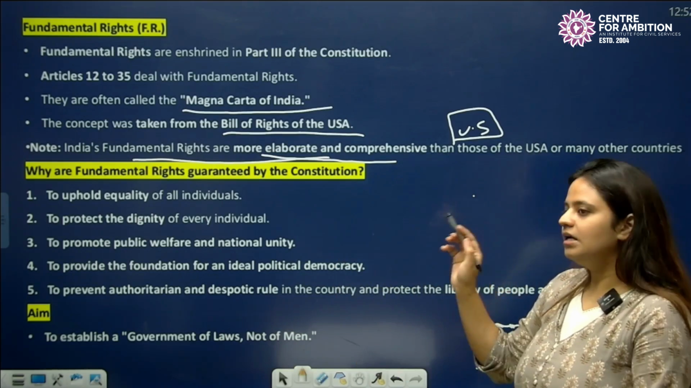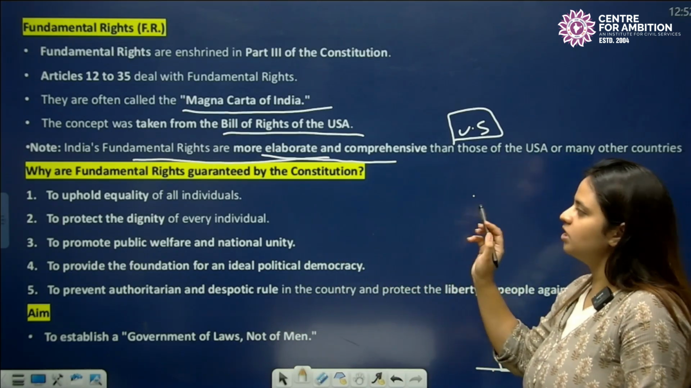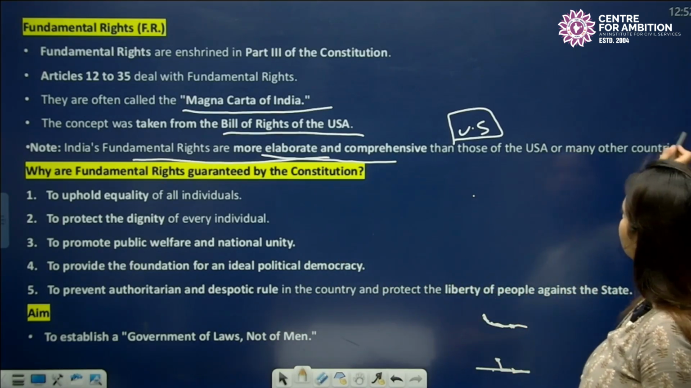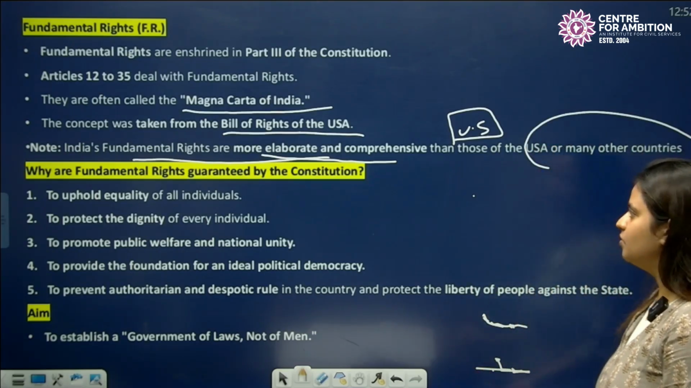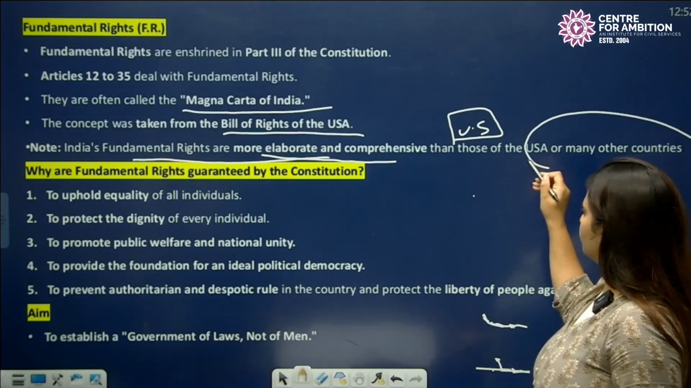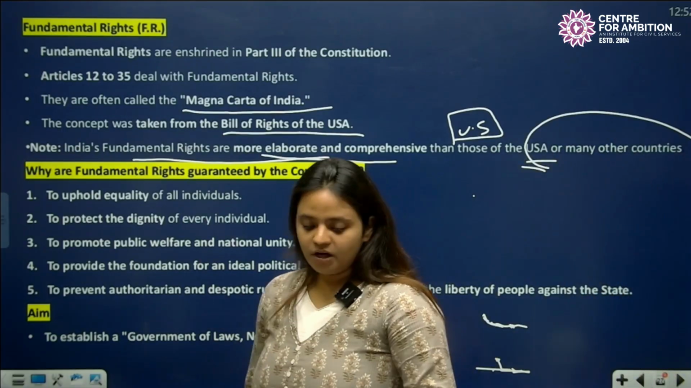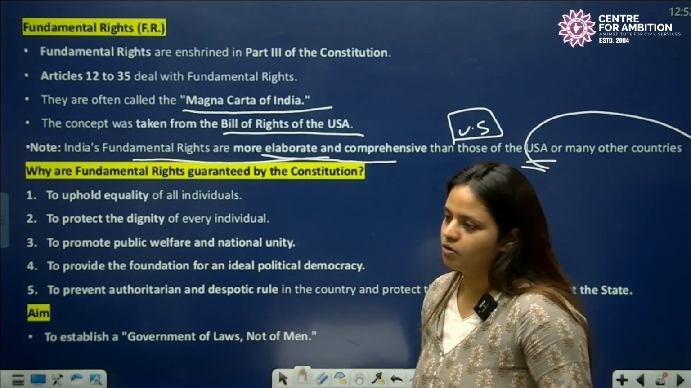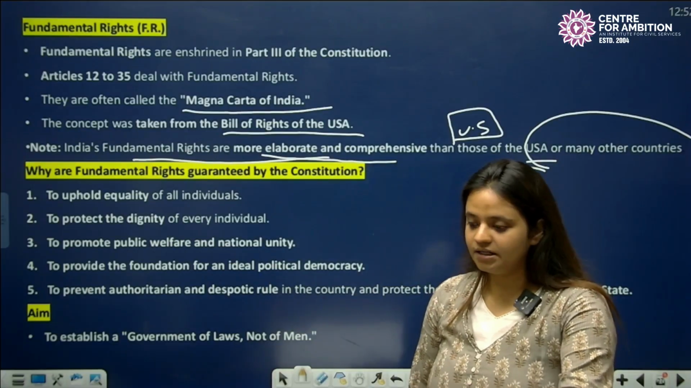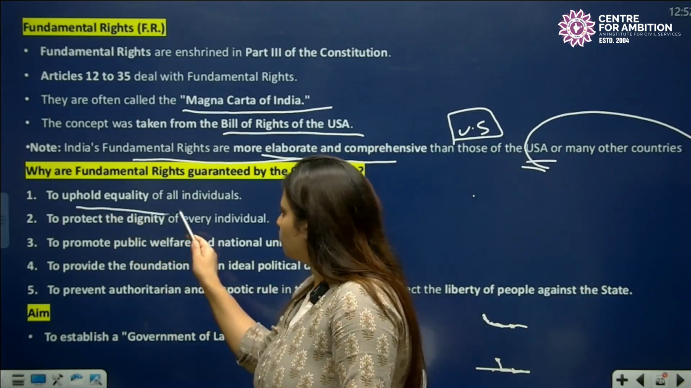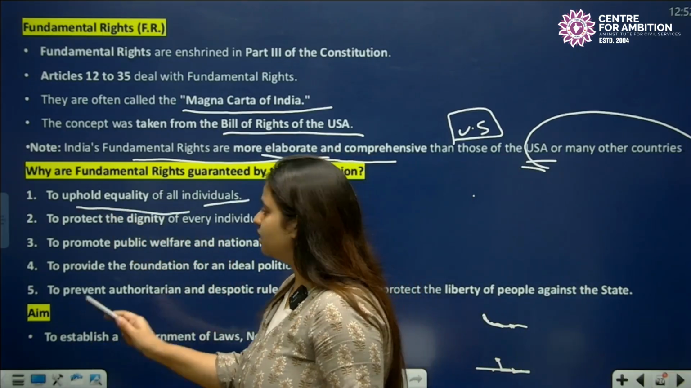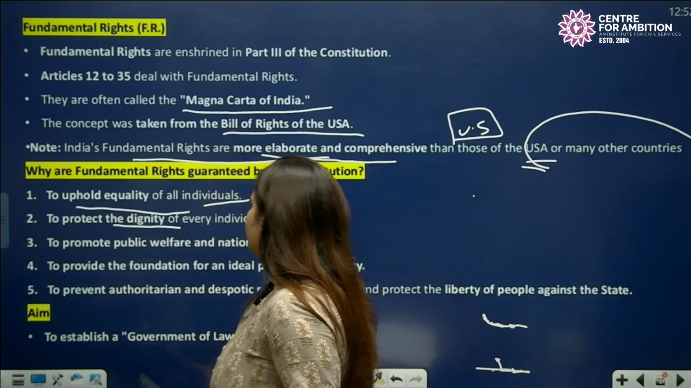So here we see that India's fundamental rights are very much elaborated and comparatively to any other constitution or US, any other countries or US, even though we have taken it from US. Now we come to why they are guaranteed by the Constitution. What is the need of guaranteeing fundamental rights in the Constitution? So first is that they uphold equality of all individuals. Secondly, they protect the dignity of every individual.